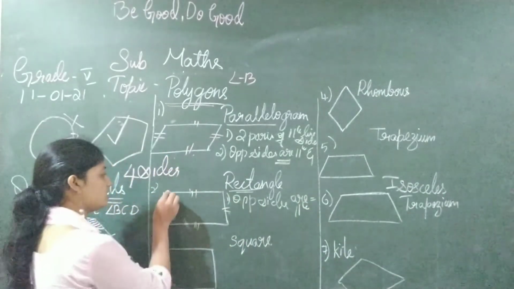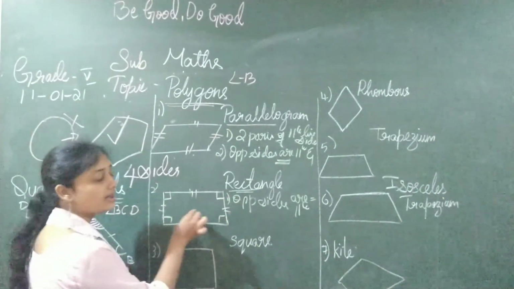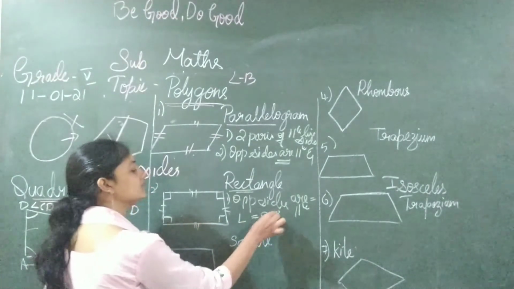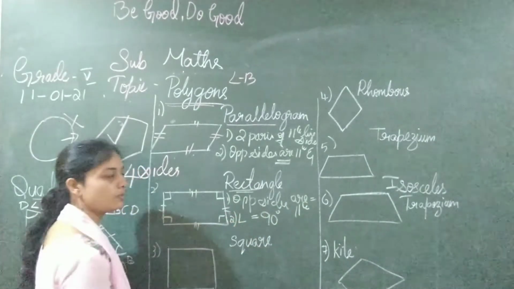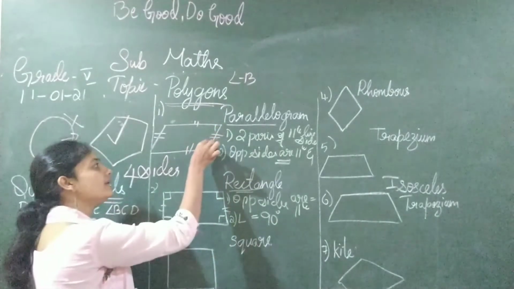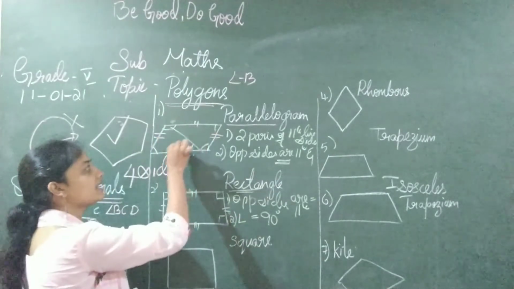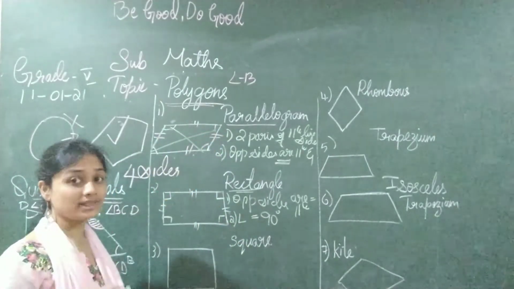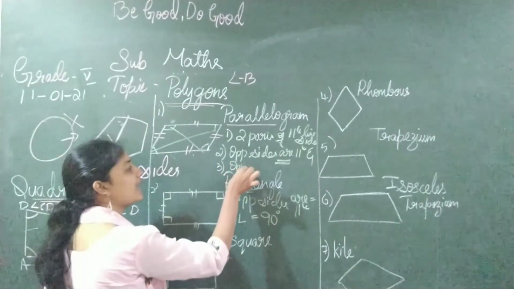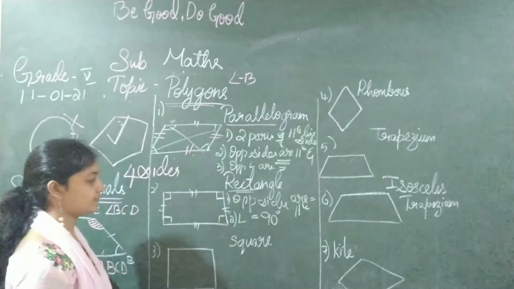This is the first point. The other point you have to keep in mind is all the angles in this rectangle are equal to 90 degrees. This is the second point. In this, what about the angles, children? Here, all the angles will be equal. Actually, to say, these two opposite angles and these two opposite angles will always be equal in a parallelogram. So here, in the third point, opposite angles are equal. This is the third point in the parallelogram.